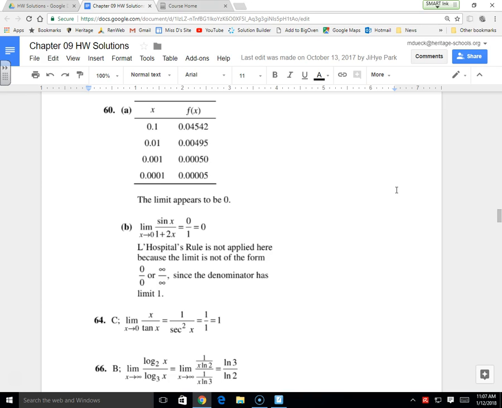It seems like the decimal points are getting more and more fixed, stabilizing to 0. Yeah? Letter B. Why not L'Hopital's? It's not indeterminate. Not L'Hopital's because it's not indeterminate. Number 64 is C, and then 66 is B.